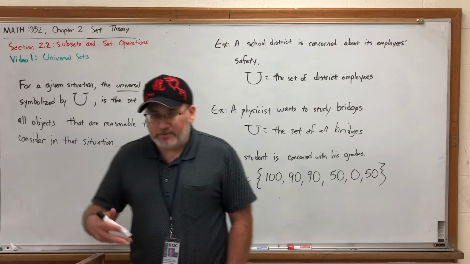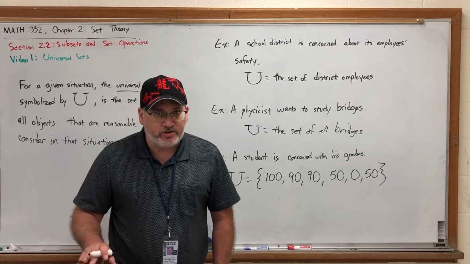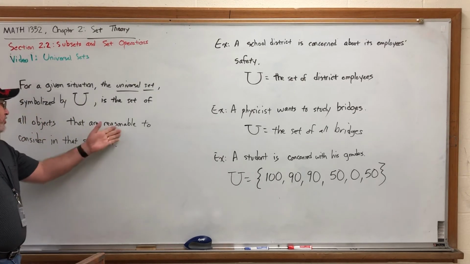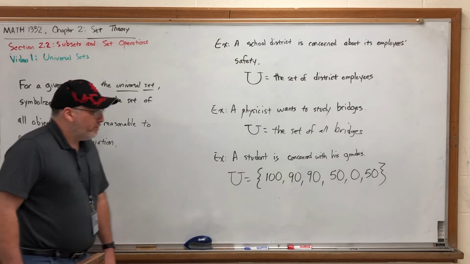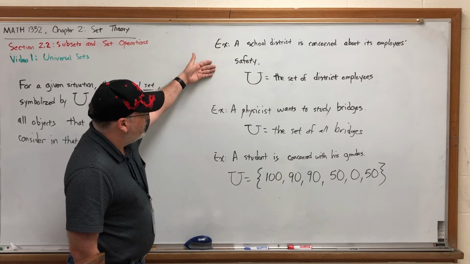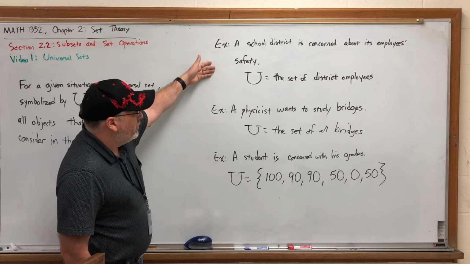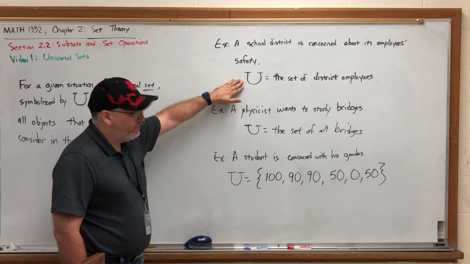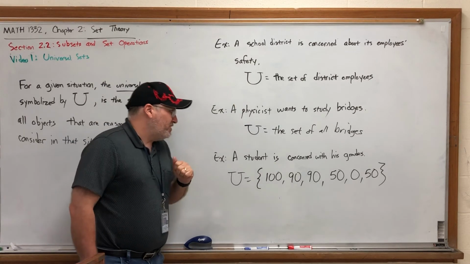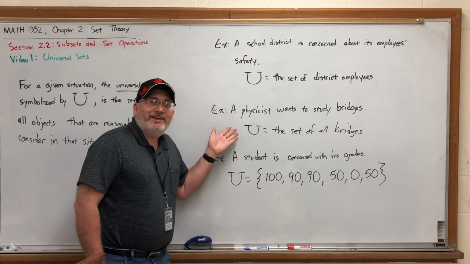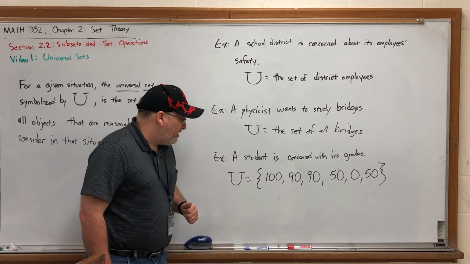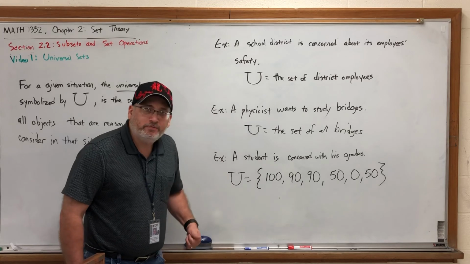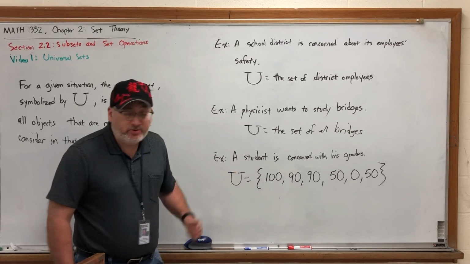So in general, the universal set is just the largest set in consideration for a problem. It's the set of all objects that are reasonable to consider in that situation. For example, in this first example, it would not be reasonable for the universal set to contain people that are not in the school district's employ. In the second example, it would not be reasonable for the universal set to contain rockets. And in the third example, it would not be reasonable for this universal set to contain grades from another student, because it's about a certain student, not all students.